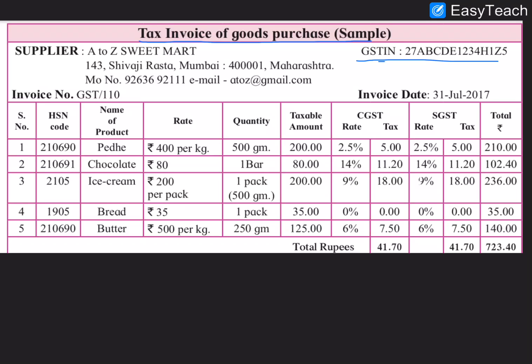So what is GSTIN? You can see it has 15 alphanumeric characters present here, that is digits and alphabets.